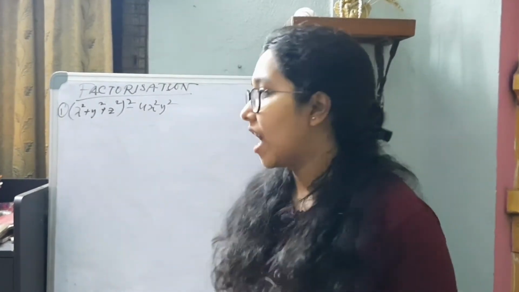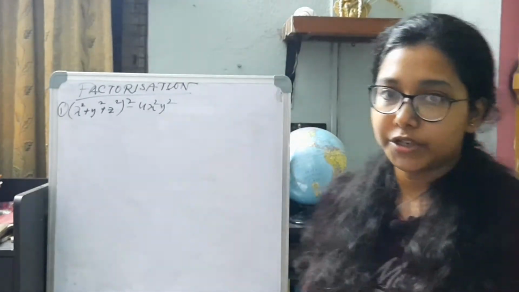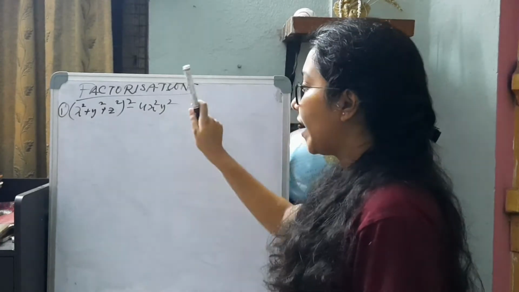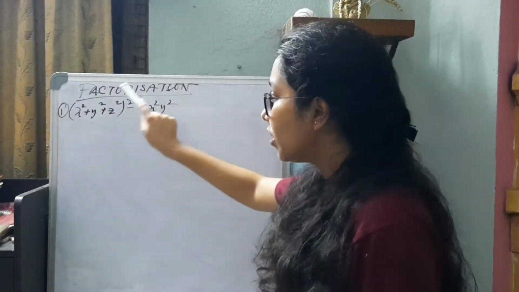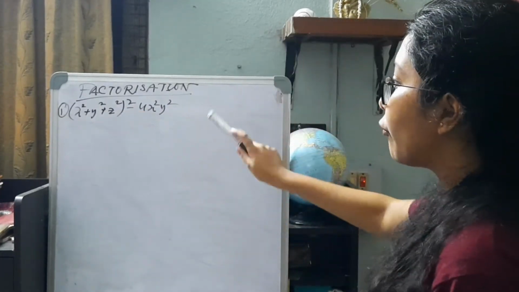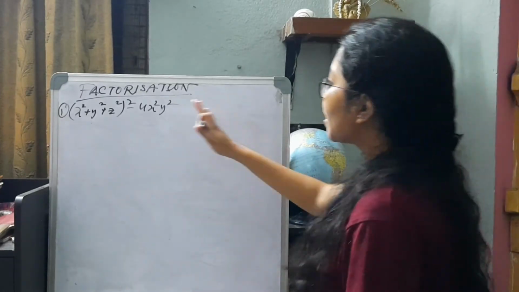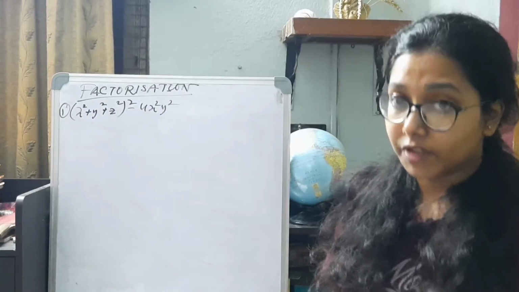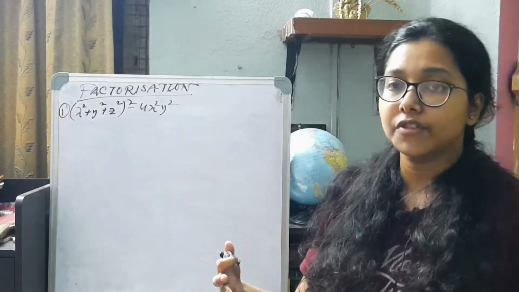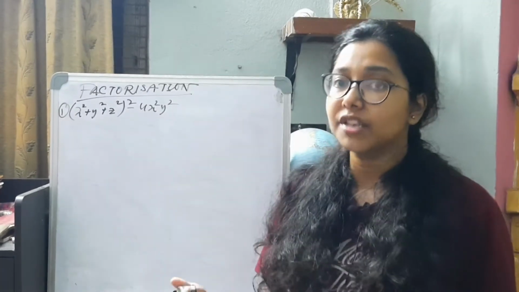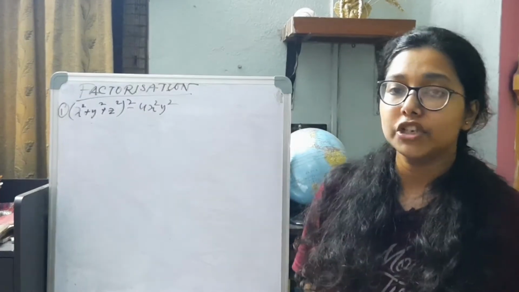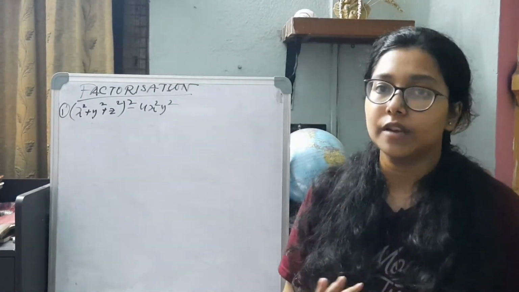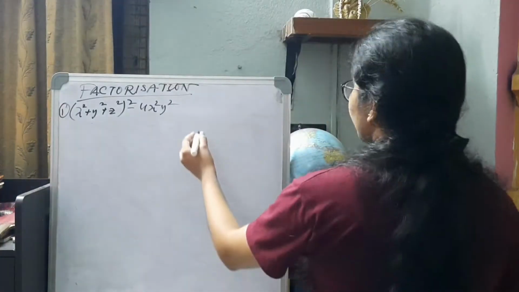Okay. So I have already written down one question, as you can see: x square plus y square plus z square whole square minus 4x square y square. As you can see, it is more of the form difference of squares, that is a square minus b square form, which is very helpful because we can easily reduce it to the a plus b into a minus b form.